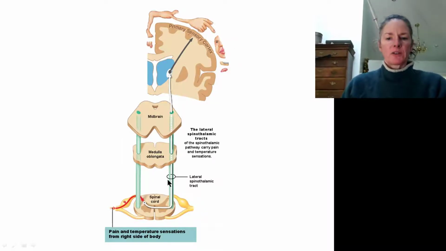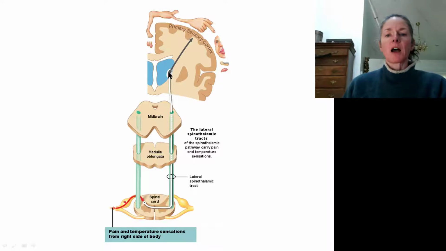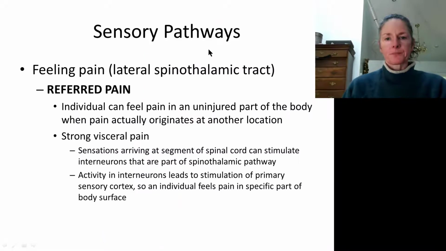All right, so this is now the lateral spinothalamic tract. This is going to convey information about pain and temperature. So once again, we have our first order neuron coming in, synapsing in our posterior gray horn here. Again, that axon from the second order neuron will cross over. It will ascend in the lateral spinothalamic tract, again, synapse in the ventral nuclei of the thalamus, and then a third order neuron will arise from the thalamus and project to the primary sensory cortex.